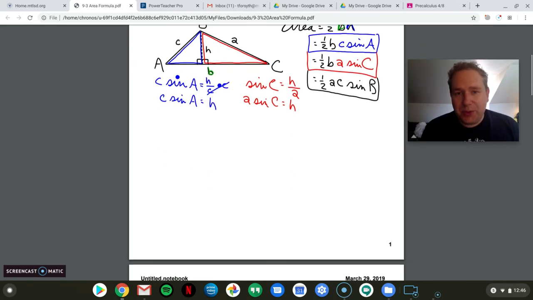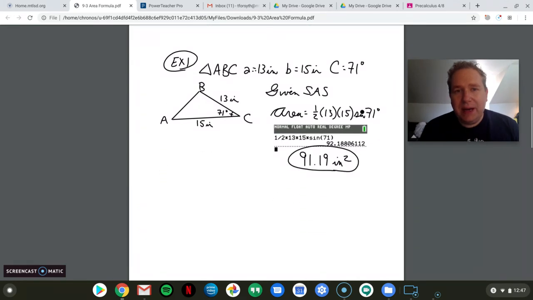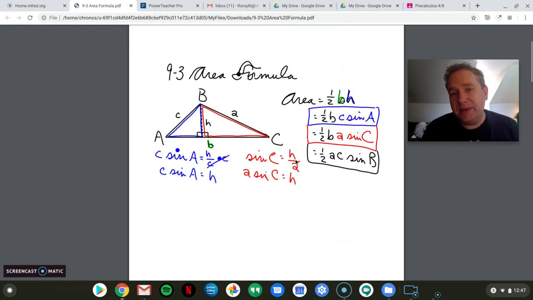And then I just have two quick examples here. So if we're given this information, which when you draw it, you're given side angle side when you draw that out. Substitute it right into the formula: 1/2 of the two sides, the product of the two sides that make up the angle, times the sine of the included angle. And if you put that into your calculator, you get 91.19 square inches. So it's just the product of the two sides that make up an angle times the sine of the angle gives you the area. That's what the formula says here.